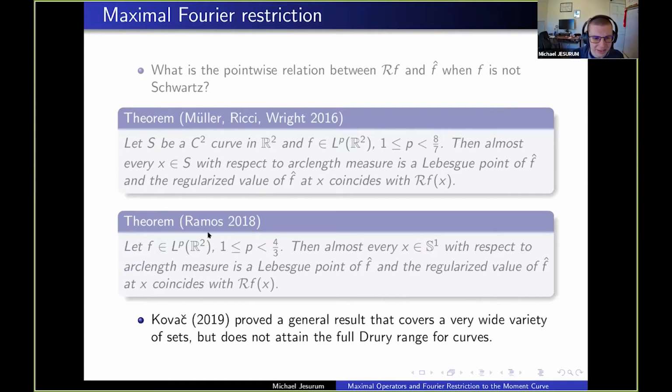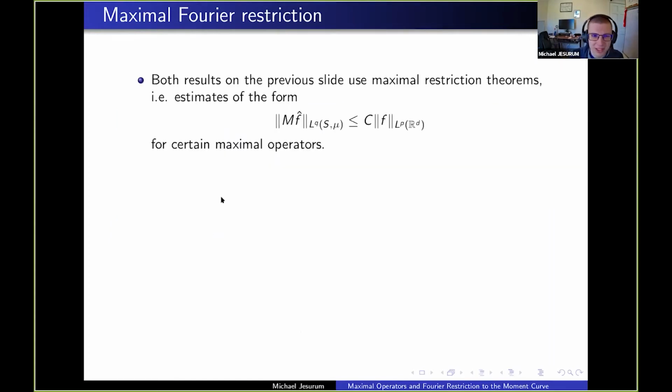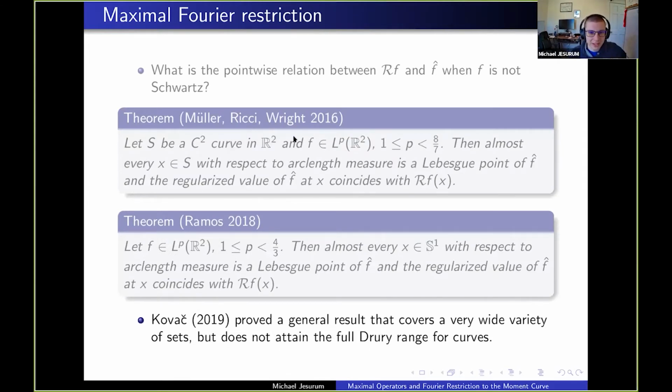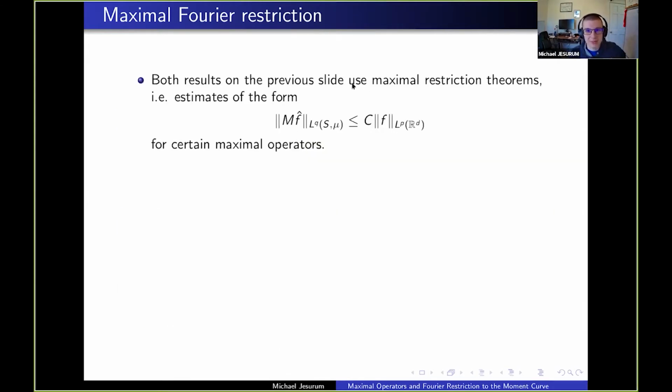Okay, we're looking at the moment curve in d dimensions. So how the results on the previous slide, Ramos and Müller-Ritchie-Wright, worked is they actually proved maximal restriction theorems. So instead of just f hat restricted to a curve, they looked at a maximal function of this, Mf hat.